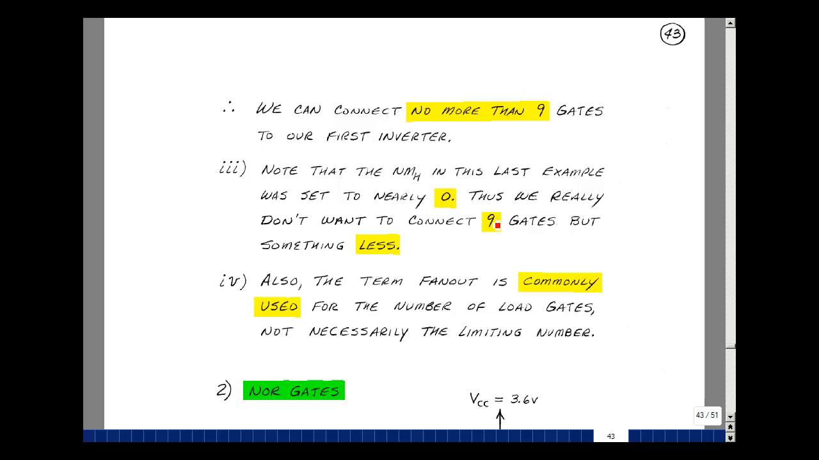Another thing to note here is that the term fan-out is commonly used incorrectly and refers to the number of actual gates hooked up. In other words, if you hooked up 4 gates, they would say the fan-out is 4. No, the fan-out is 9 for this logic family. So when you read application notes or magazine articles, you have to do that with a critical eye and look back to definitions that we had in our course or other things that you can find in textbooks.